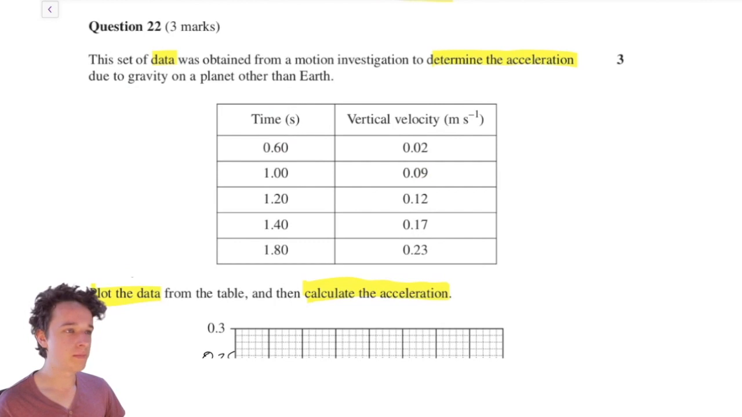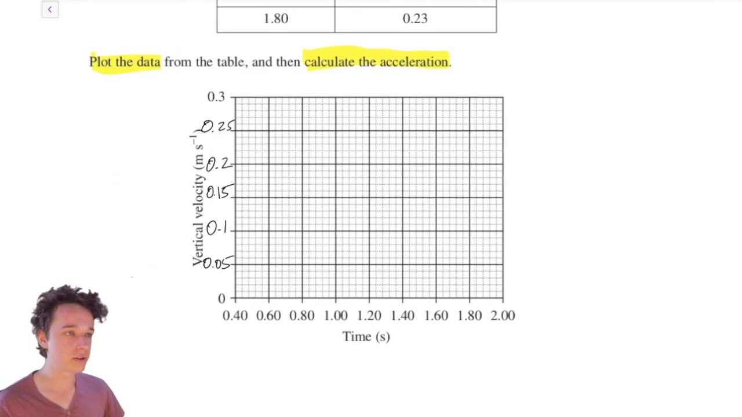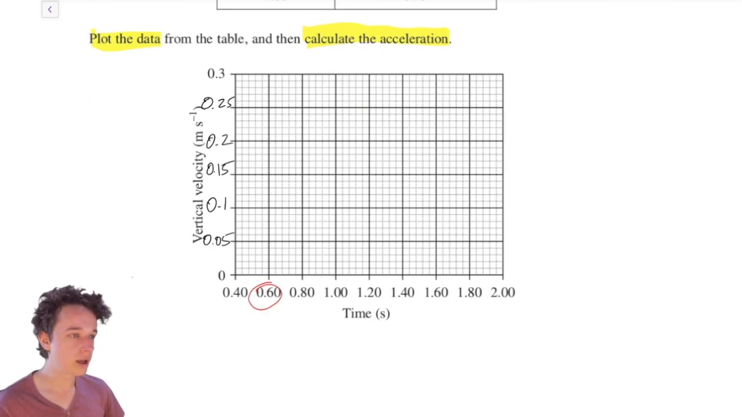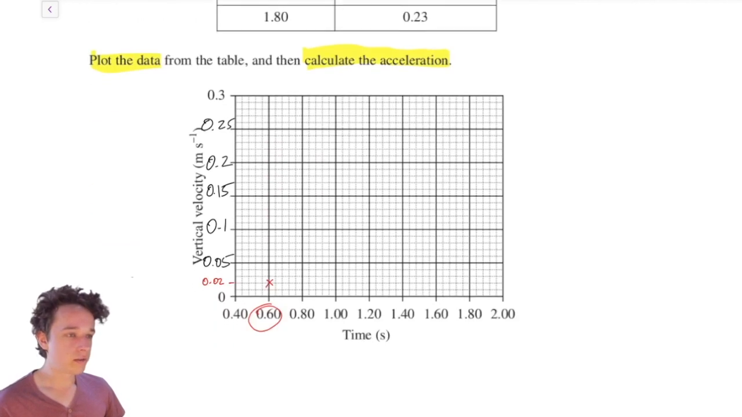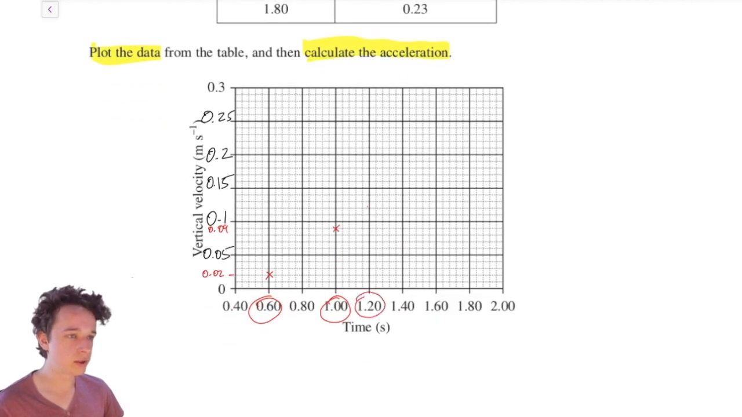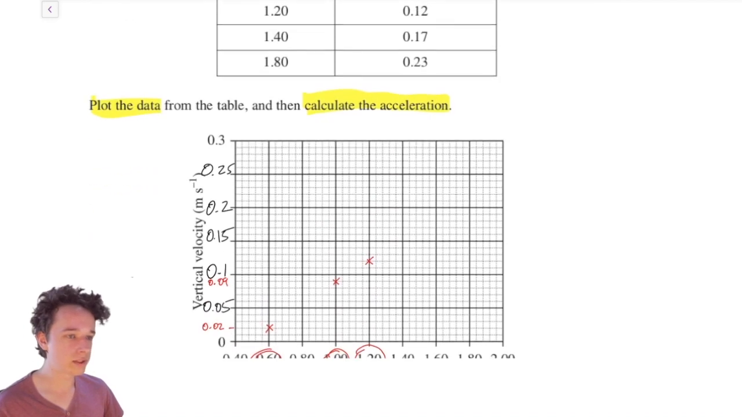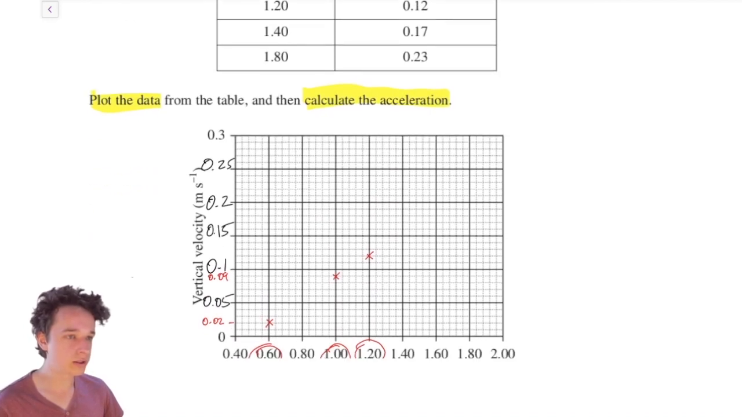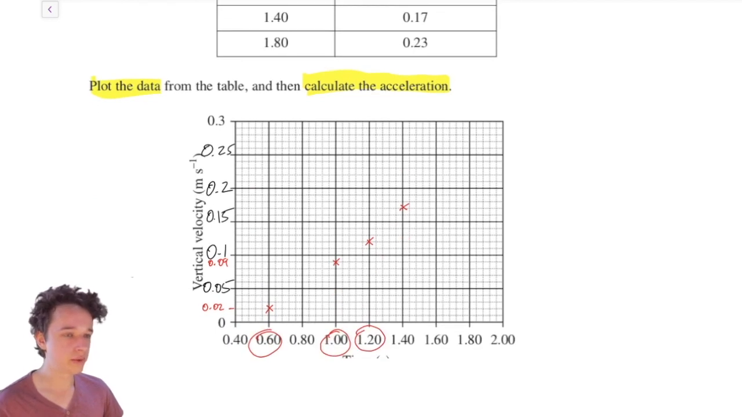Okay, time 0.6 and vertical velocity 0.02. So 0.6 is here and 0.02 is here, and so then we mark the point here. At time 1 we have 0.09 for the vertical velocity, which would be this point here. Time 1.2 is 0.12. Time 1.4 is 0.17. Time 1.8 is 0.23.